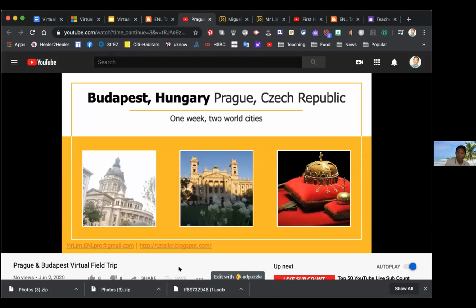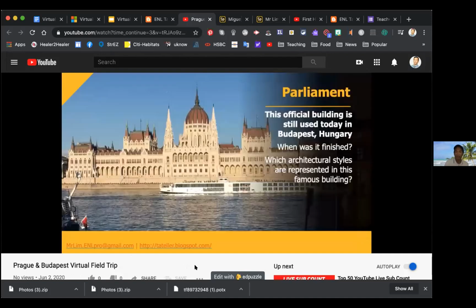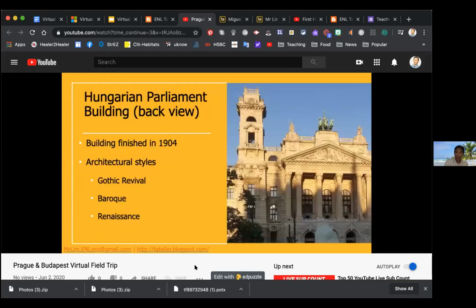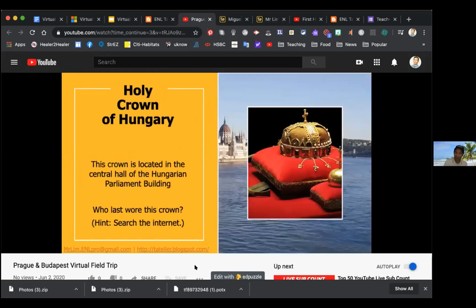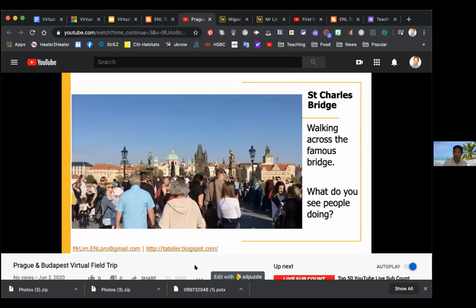So Budapest and Hungary, comparing them, 1 week in 2 world cities. This Parliament building I thought was really fascinating. So I asked the question, when was it finished and what architectural styles are represented in this famous building? The answer is, well, 1904 and Gothic, Baroque, Renaissance. This is a picture of the back of the building. There's a lot of difference there. One interesting thing is that the Holy Crown of Hungary sits in the center of this building. And I asked, who was the last one to wear this?